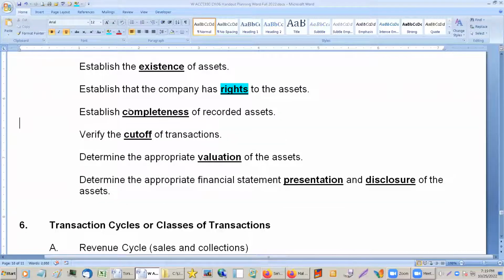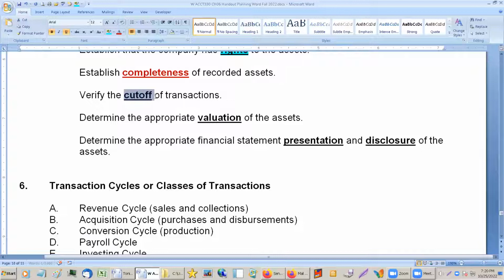Or it could be that the inventory is pledged as collateral for a loan, so they can't sell it unless they talk to the bank and the bank allows them to sell it. So there's all kinds of things about the rights to inventory, such as something they're holding on consignment that they don't actually own, but is sitting there. Completeness. Most of our testing goes to these two, quite honestly, a big chunk of it.